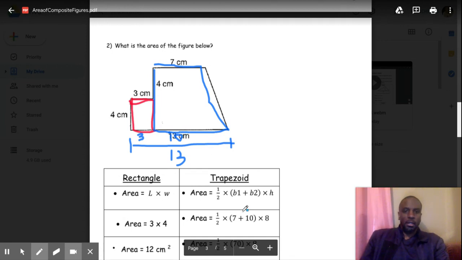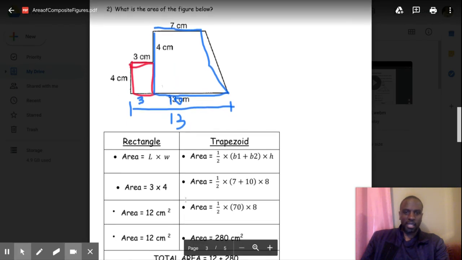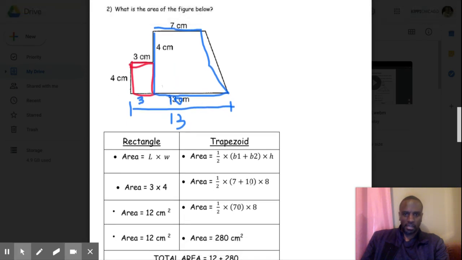So look, base 1 is 7. Base 2 is 10. Add them together, you get 17. 17 times 1/2 is messed up here. I'm sorry. Yeah, I have a problem here. Yep, I'm looking at it already. Mr. Hunt made a big error here. I do make mistakes sometimes.